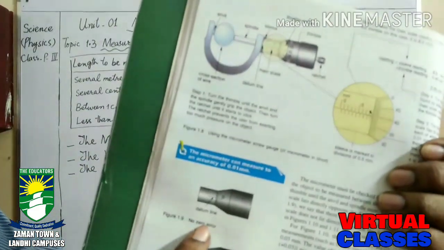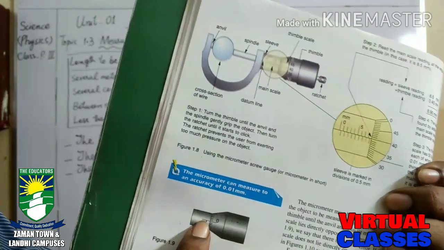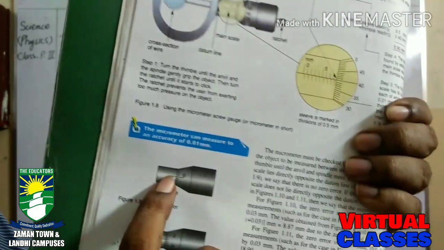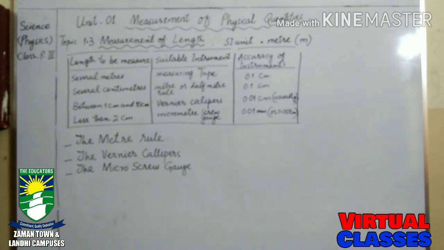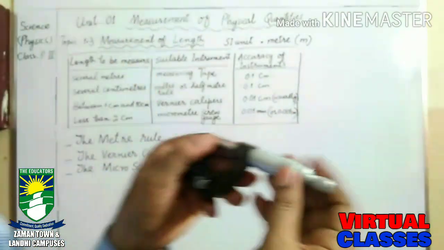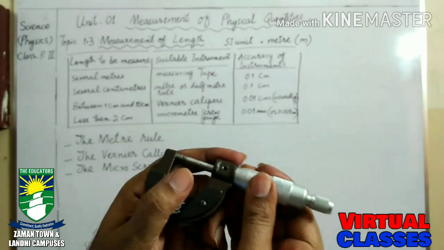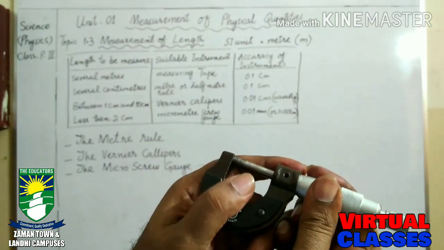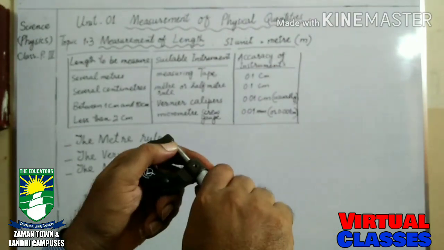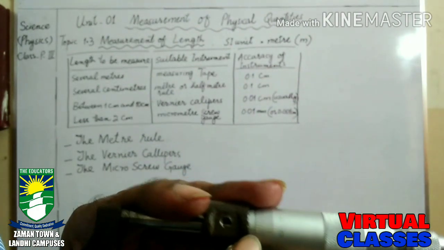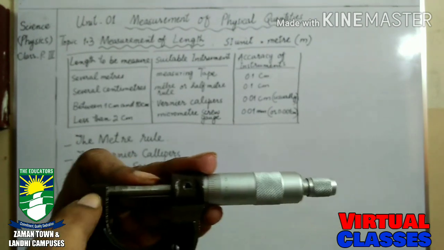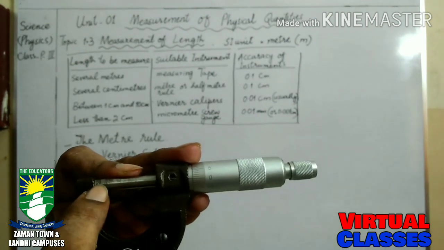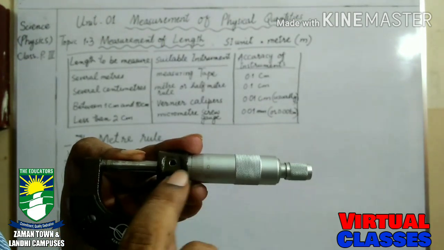See the figure 1.9. This is the datum line, and it is exactly equal to 0. It means no zero error. For example, see, when we close it, this is the datum line inside, and this is the 0. If it is exactly equal to the 0 when the anvil is closed, so there is no zero error.